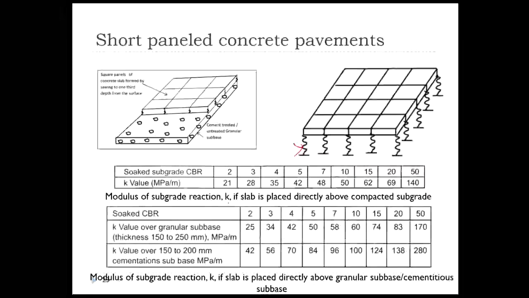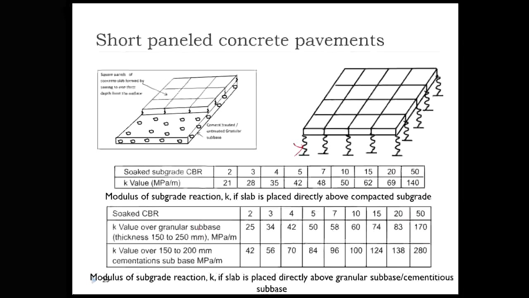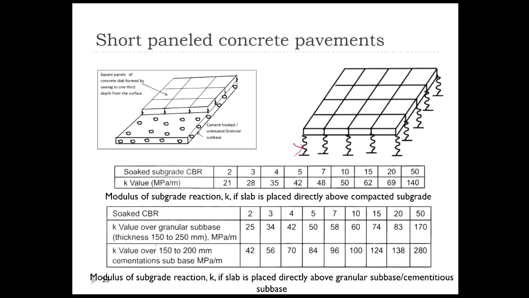The second scenario is when the slab is kept above granular subbase layers, having thicknesses ranging between 150 to 250 mm, with a subgrade having a certain strength. These are the range of K values we can consider. Similarly, for cementitious subbase layers, suppose I am providing cementitious subbase layers having thicknesses between 150 to 200 mm, these are the K values we can consider. So what we need to do initially is determine our K values.